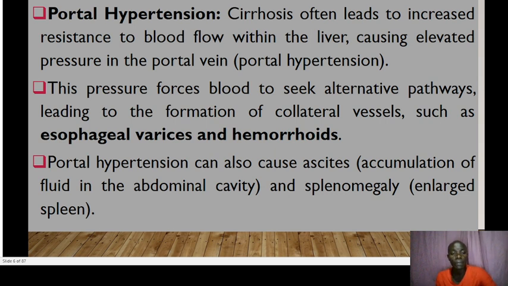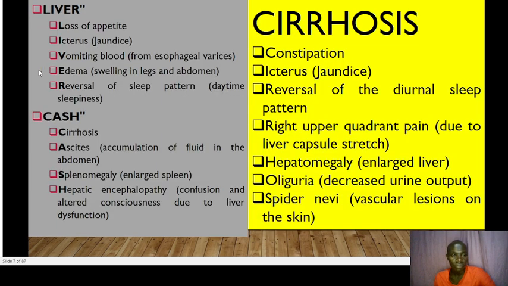Remember, this pressure forces blood to seek alternative pathways, leading to formation of collateral vessels, such as these esophageal varices and hemorrhoids. Portal hypertension can also cause ascites in the abdomen, where this process is normally characterized by accumulation of fluid in the abdominal cavity, and splenomegaly. Splenomegaly is just enlarged spleen.